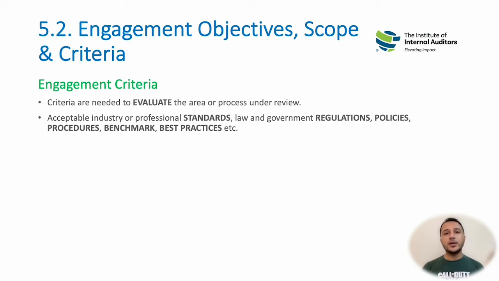Criteria is basically the standard against which we are trying to gauge the performance of a process or an activity. It could be we are reviewing the process against the established company internal policies and procedures, or a regulation, or through any benchmark practices or best practices. So criteria is always a standard against which we are looking at the process to identify any weaknesses or non-compliances or any area of improvement within that process.